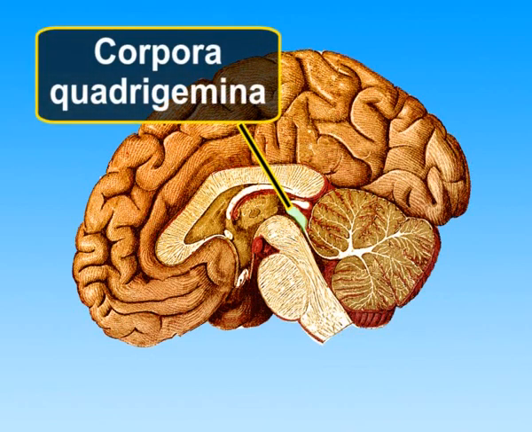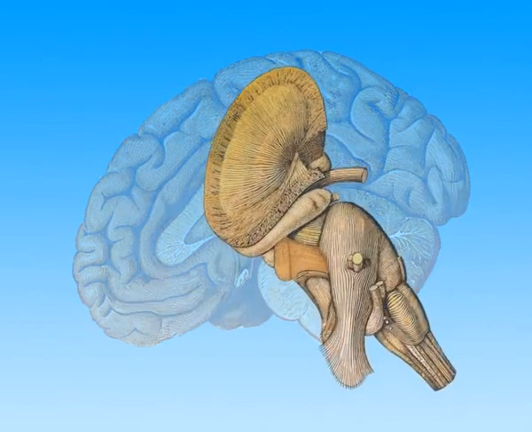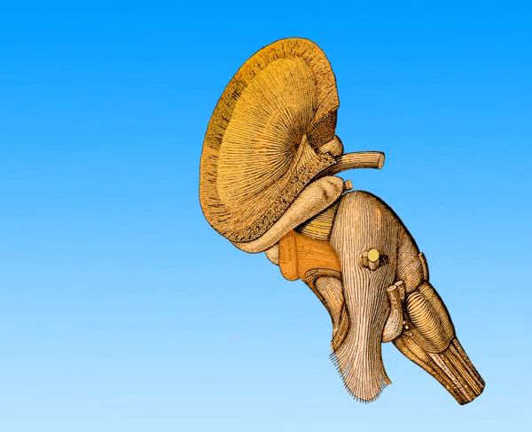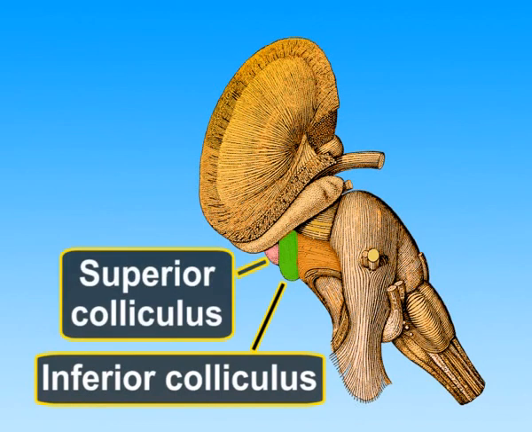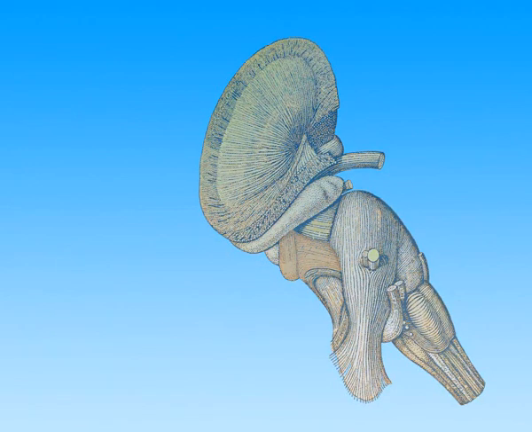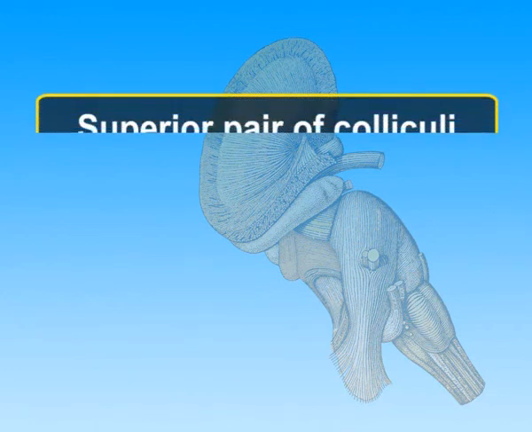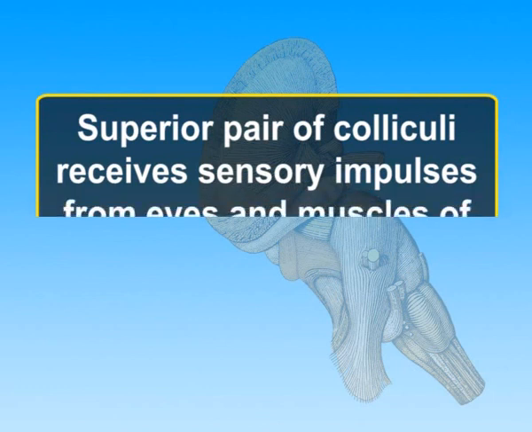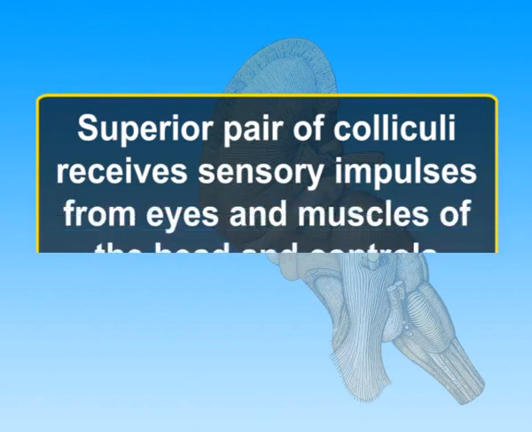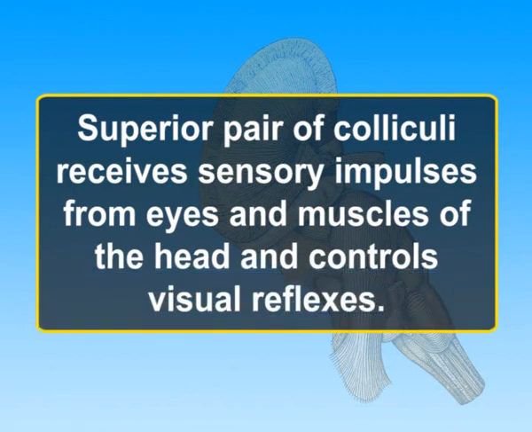This is corpora quadrigemina. It contains 4 lobes or colliculi, 2 inferior colliculi and 2 superior colliculi. Therefore, the name corpora quadrigemina. The superior pair of colliculi receives sensory impulses from the eyes and muscles of the head and control visual reflexes.